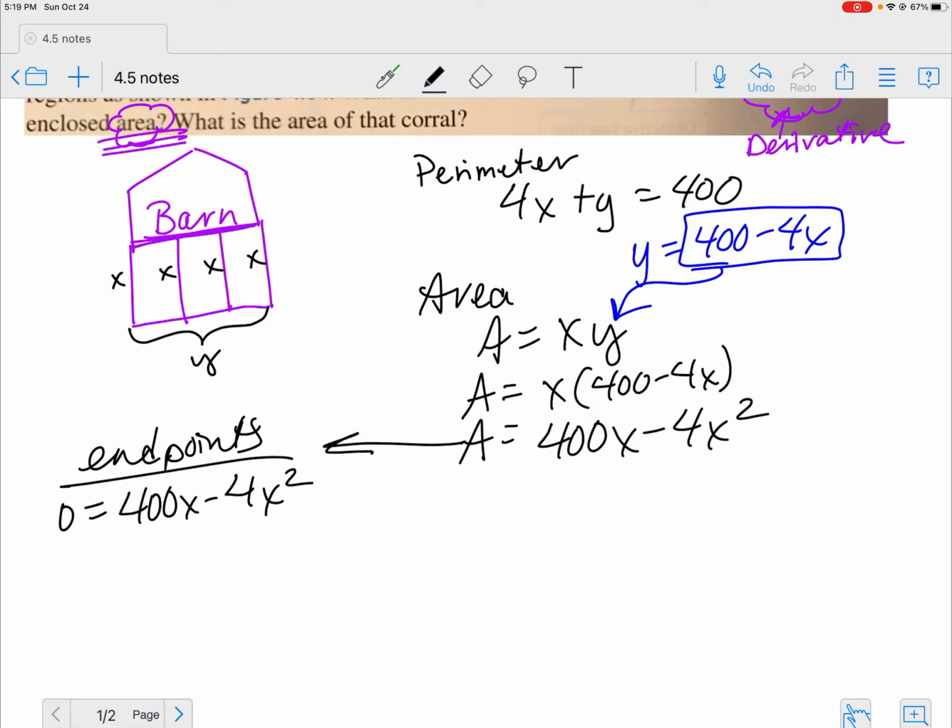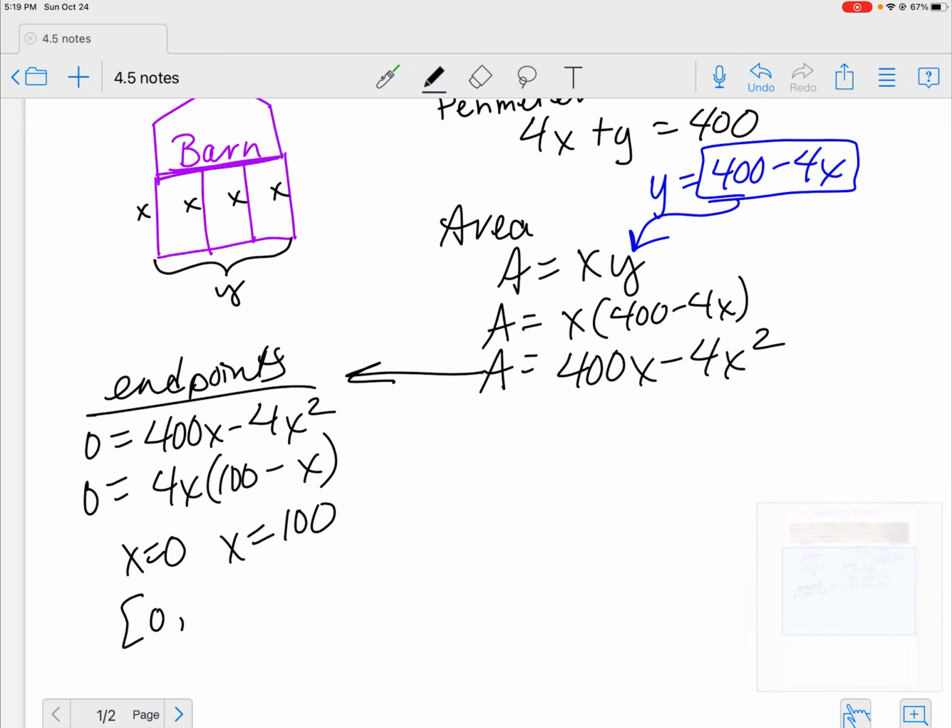All right. So I can factor this. Factor out that 4x because that's what's in common. I have a 100 here minus an x. So x equals 0 and x is equal to 100, right? So that tells me the shortest I can have for my fence is 0. So if my fence is 0 for the x, that tells me how far these are. If each one of these are 0, what would that be? I would have 400 yards of this fence out here.